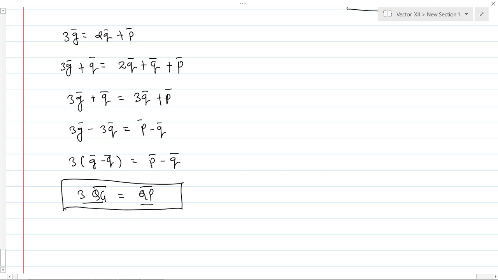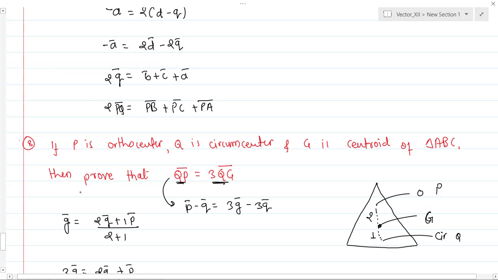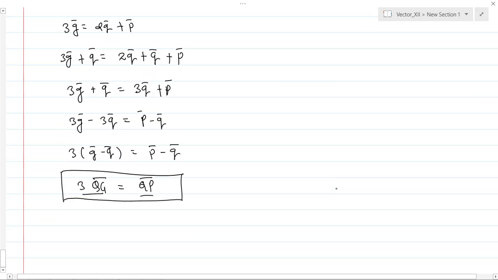It's very simple. For that purpose, what you require is this concept: the centroid divides the segment PQ in the ratio 2:1. Always remember that. Okay, good. Now let's see the next question. Question number 9.